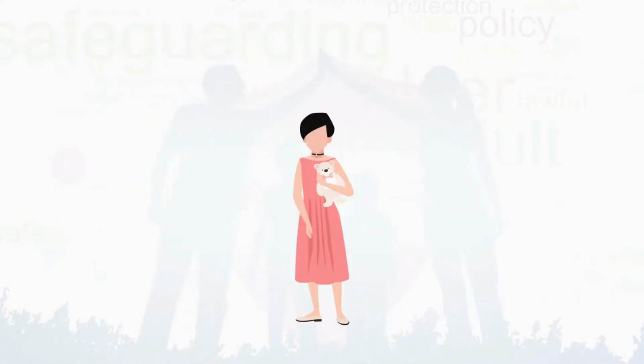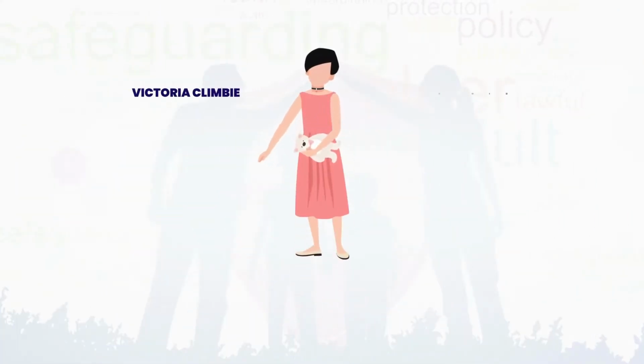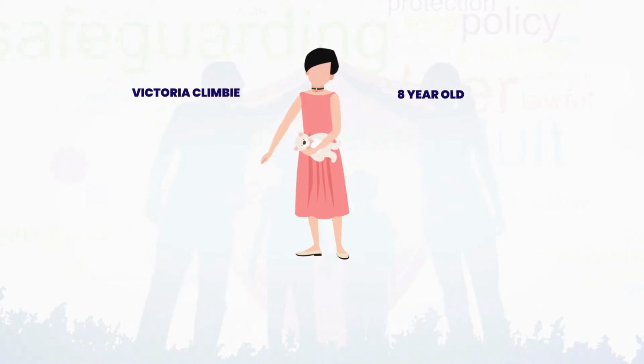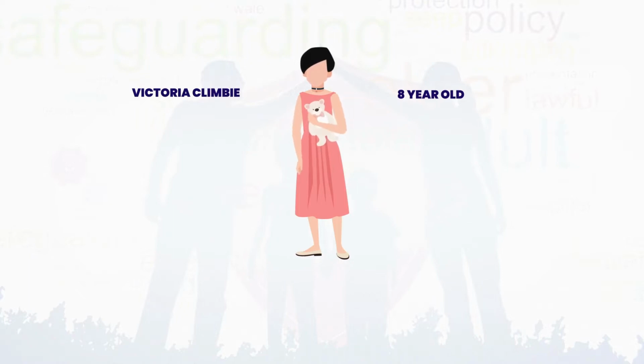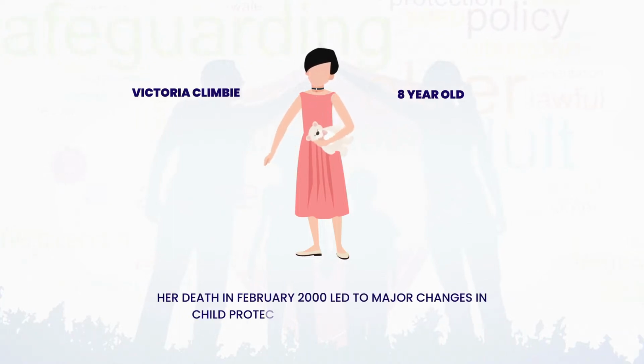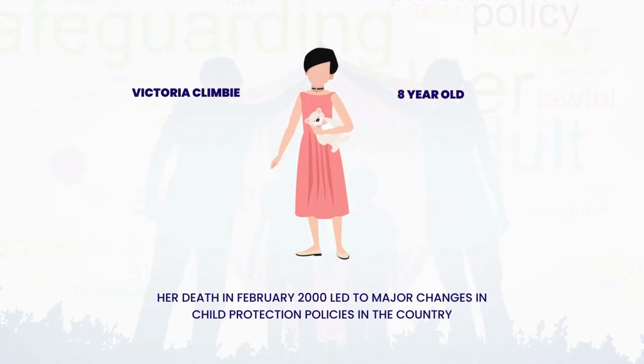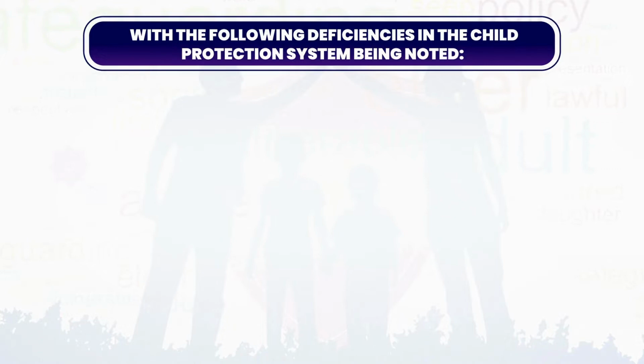This was recently demonstrated with the sad case of Victoria Climbié, an 8-year-old girl tortured and murdered by her great-aunt and her boyfriend in the UK. Her death in February 2000 led to major changes in child protection policies in the country, with the following deficiencies in the child protection system being noted.